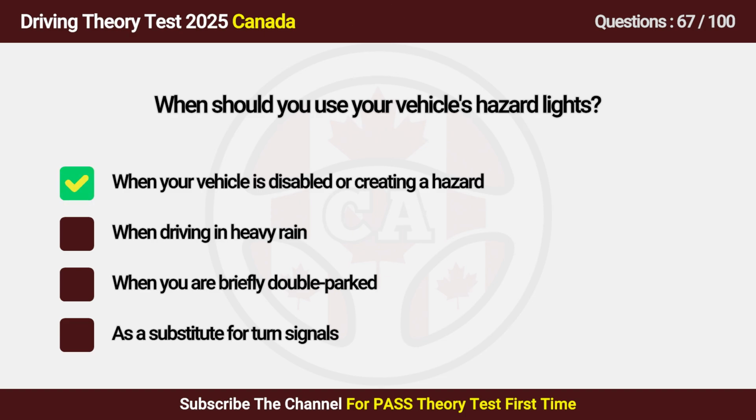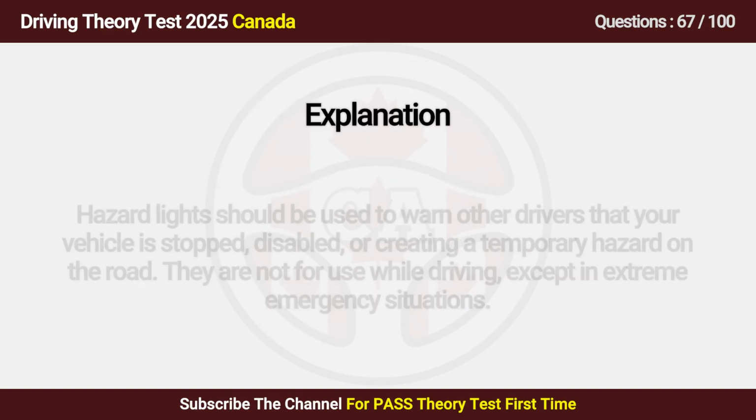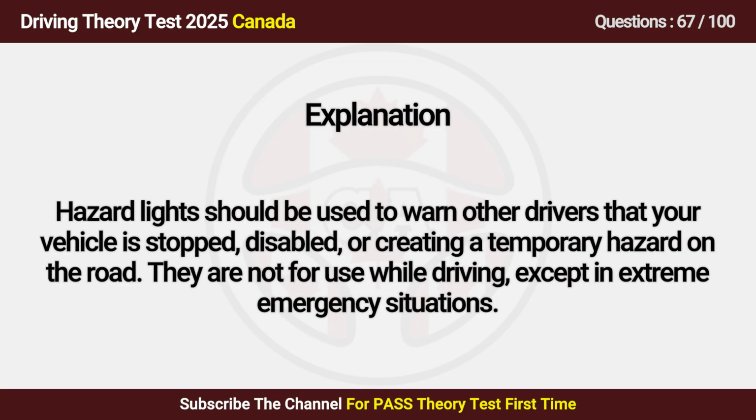Answer is A. When your vehicle is disabled or creating a hazard. Hazard lights should be used to warn other drivers that your vehicle is stopped, disabled, or creating a temporary hazard on the road. They are not for use while driving, except in extreme emergency situations.